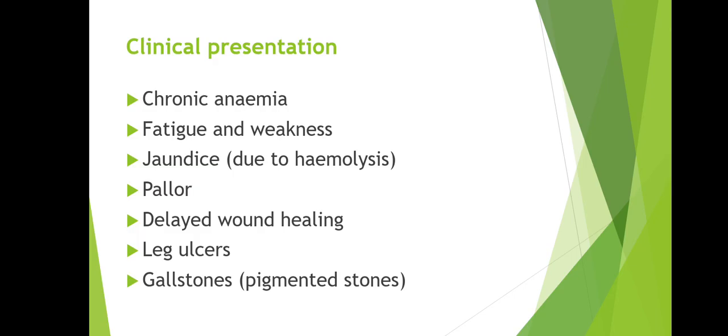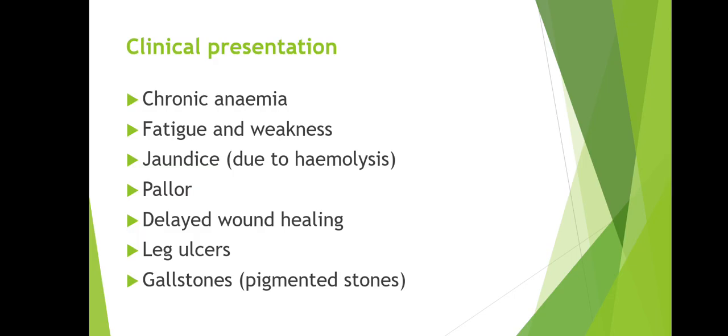Okay? Then the particular person is going to feel fatigue and weakness. Why fatigue and weakness? Because the red blood cells play a critical role in the transportation of oxygen that is important in oxidative phosphorylation for the production of energy. Now, in case of sickle cell anemia, the red blood cells have become sickled and they are not delivering enough oxygen needed to produce enough energy. Hence, they feel fatigue and weakness.